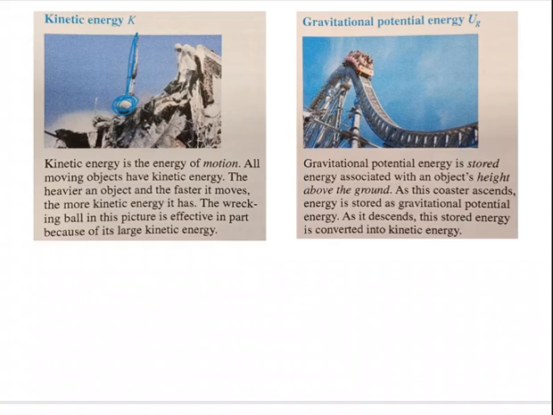Gravitational potential energy. That is U sub G. How come it's U? Is there any particular reason? Just a symbol.